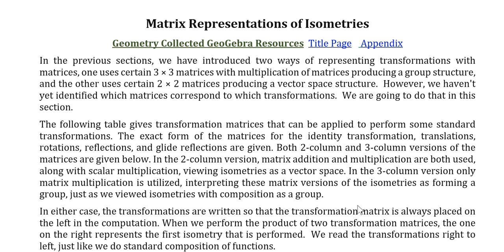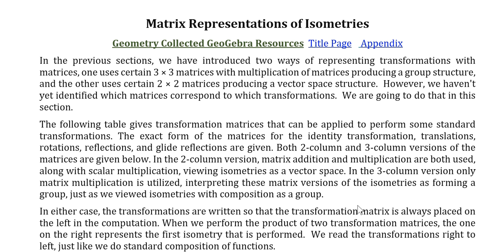There's a table below that gives the transformation matrices that can be applied to perform some standard transformations. The exact form of the matrices for the identity transformation, translations, rotations, reflections, and glide reflections are given, all the basic types of isometries, and some specific reflections and rotations are given as well. Both 2-column and 3-column versions of the matrices will be given.